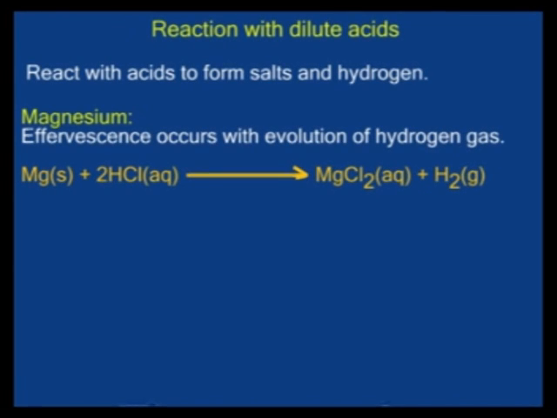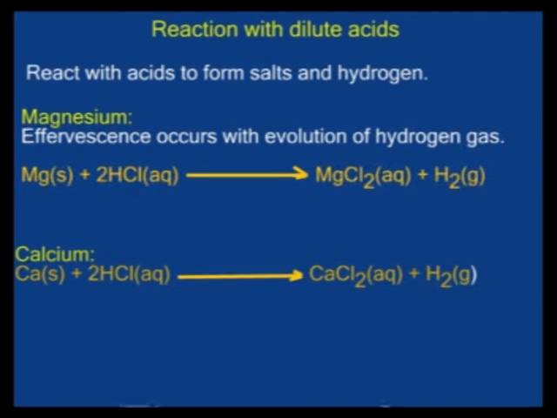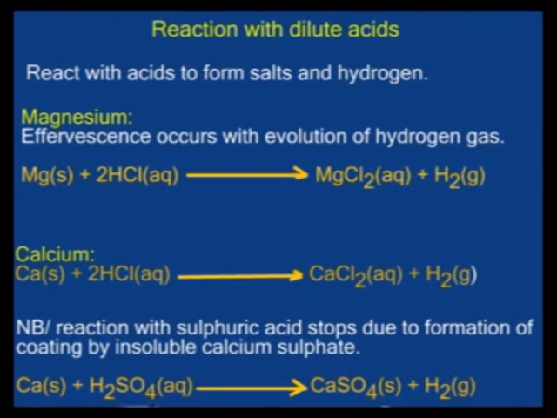And lastly is the reaction with dilute acids. When a piece of magnesium is placed in hydrochloric acid, there is effervescence. A gas that burns with a pop sound is produced. This gas is hydrogen. Similarly, calcium reacts with dilute acids to form salt and hydrogen. However, when sulfuric acid is used instead, the reaction goes on, slows down, and finally stops due to formation of an insoluble calcium sulfate that coats the metal surface, preventing further reaction.